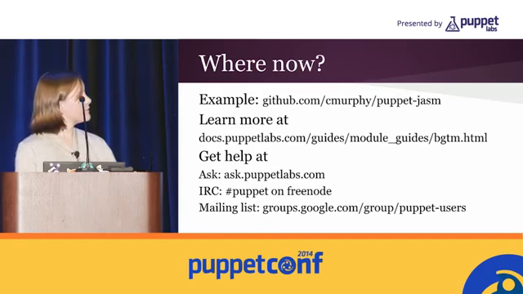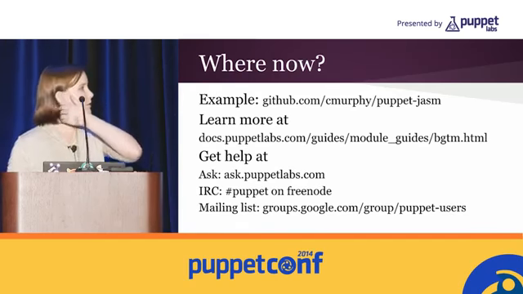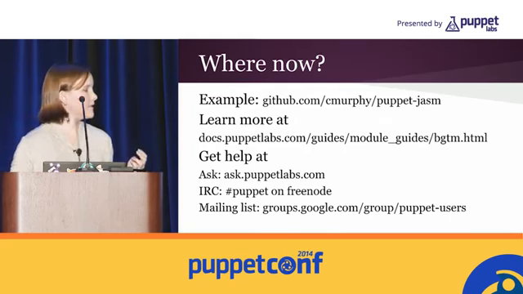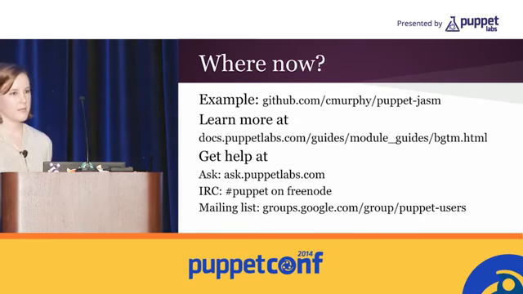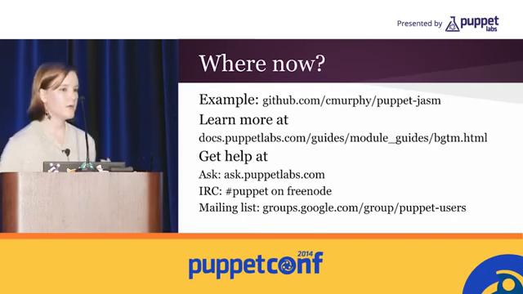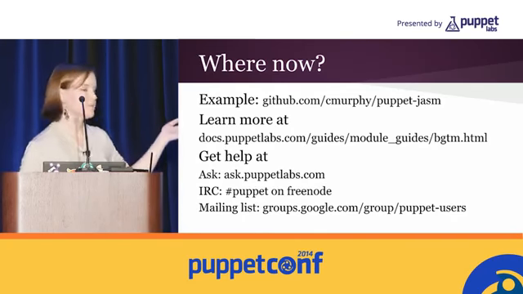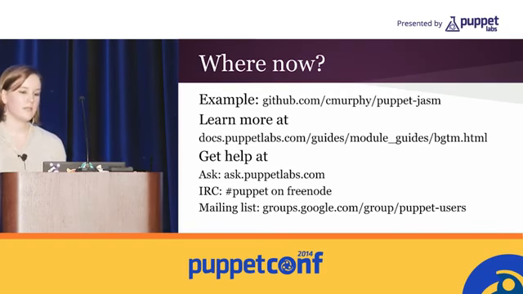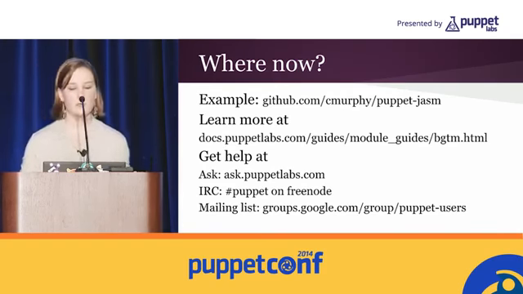Okay, so we're just about wrapping up. All the code, or most of the code that I wrote for these slides, is available on GitHub as just an example, not a production module. There's lots of great documentation on the Puppet Labs website that helps a lot, helped me a lot, will help you a lot. And if you want more one-on-one help, there's the Ask.Puppet Labs forum, there's #puppet on Freenode, and there's the Puppet users mailing list. And these are all really great resources for finding support.